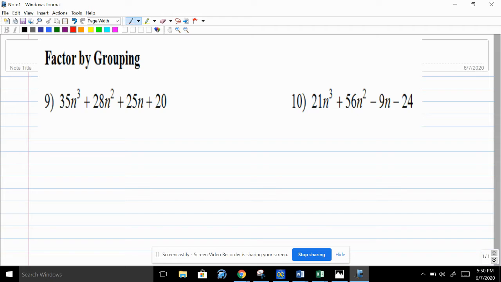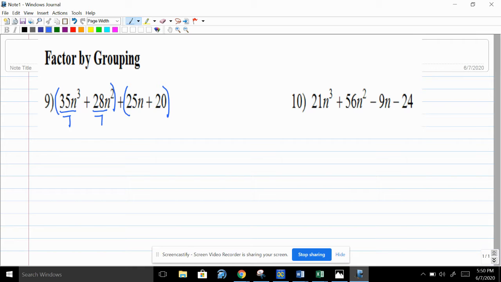Okay, so factoring by grouping is really exactly how it sounds, guys. You're going to make groups. In this first problem, number 9, you're going to make a group out of the first two terms of this polynomial, and a group out of the second two terms. You're going to separate these into two different groups, and factor out a GCF separately in each group. So in that first group, the first thing you should recognize is that these are each divisible by 7. Those are two numbers that are evenly divisible by 7.